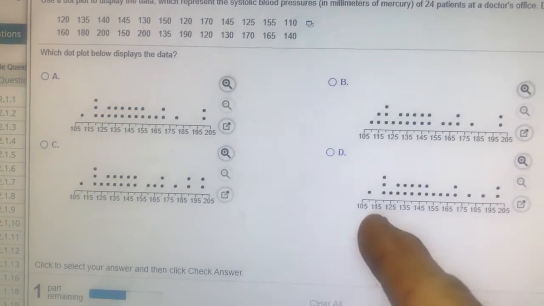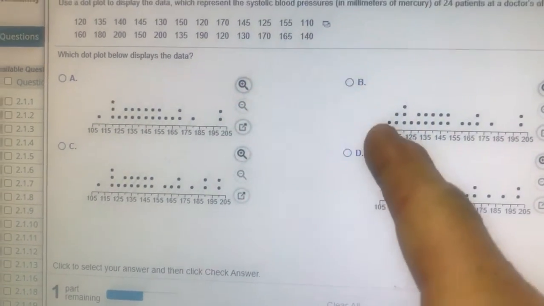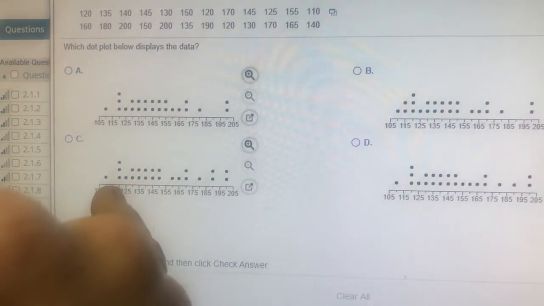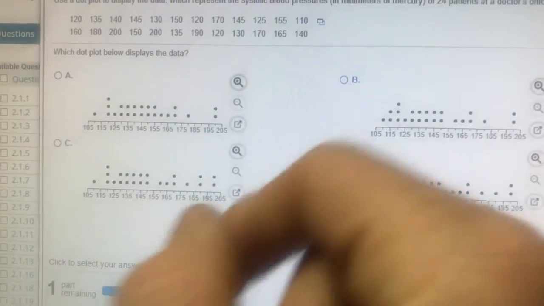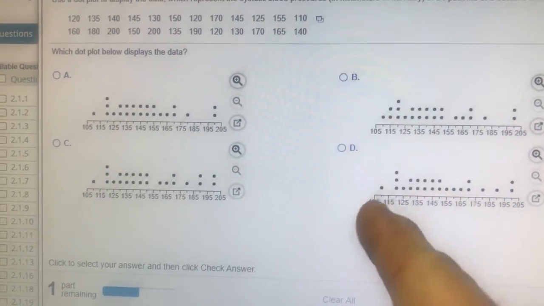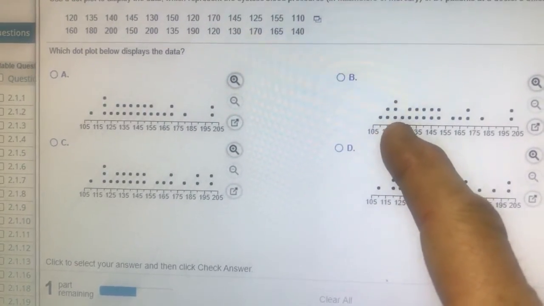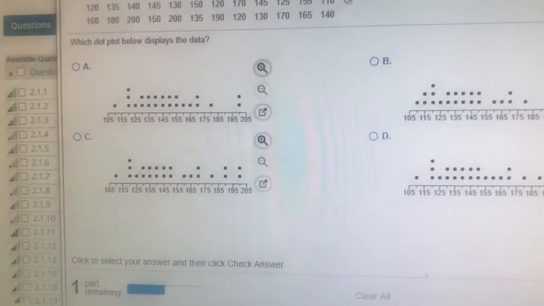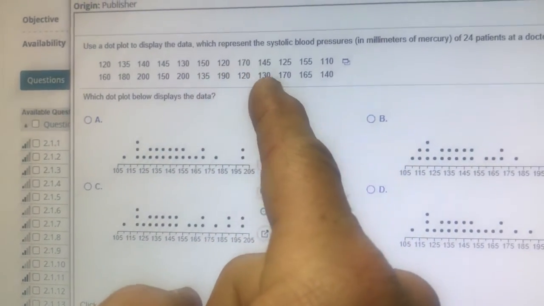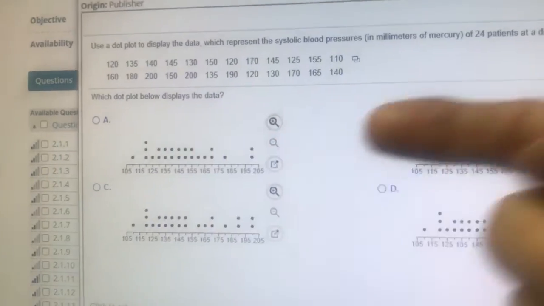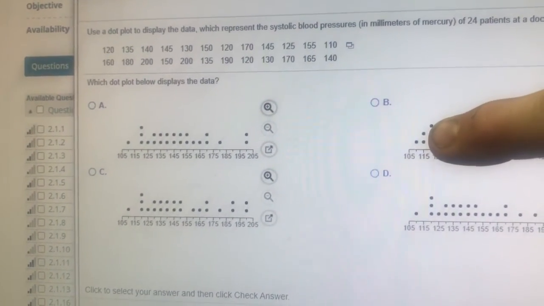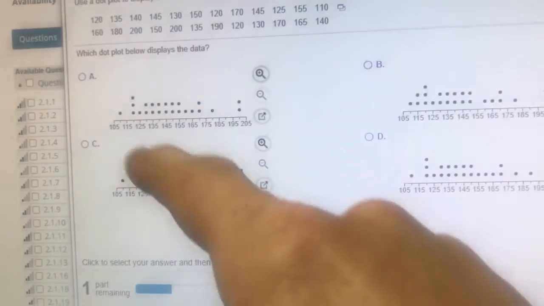So if you notice at 110, they all have 1 dot at 110. All right, then if you go to 120, there's 3, 3. Okay, now look here at 115. There's 2 here at 115 on this one. So let's see if there's any 115s. If I look through there, I do not see any 115. So this one's wrong, because it's got those 2 115s right there. So this is out. So it's got to be A, C, or D.